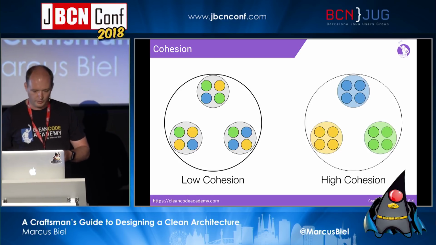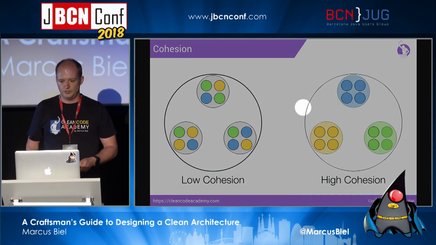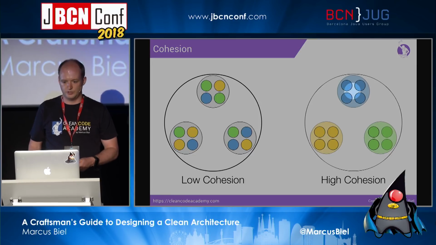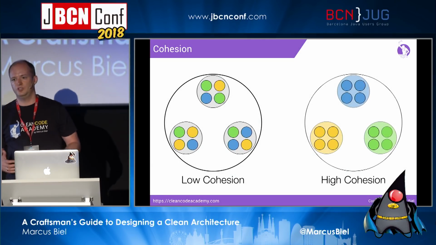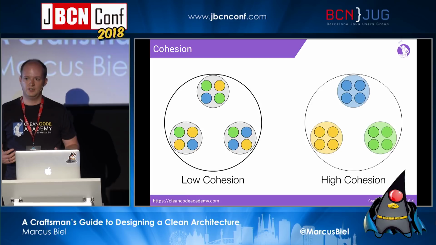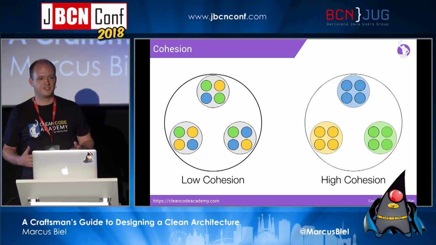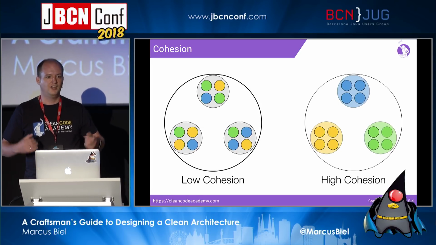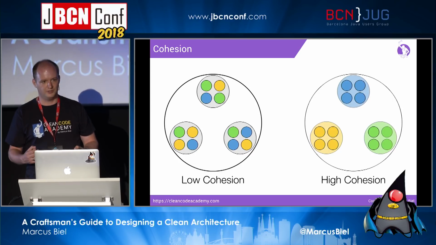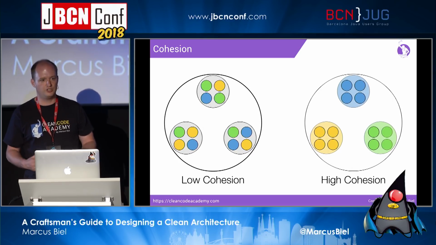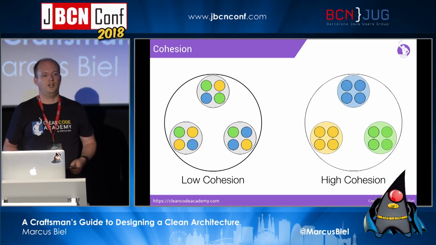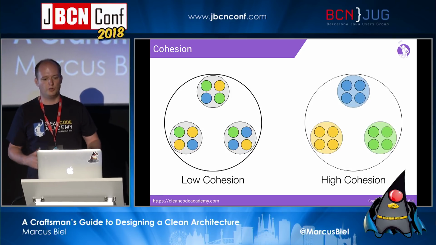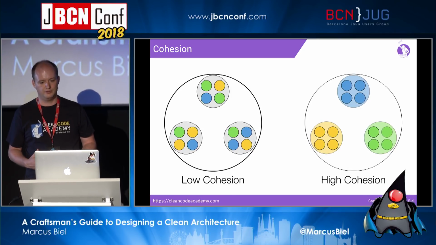And again, I try to visualize that with colors. So here in our highly cohesive system, what we're trying to achieve, everything is nicely sorted, right? Nicely organized. So it seems like cohesion is about sorting, organizing, and structure. And when you think about this, isn't this exactly what architecture is all about? Architecture is the structure of our system. And this is why, to me, cohesion is really the cornerstone. It's pretty much close to what architecture is or should be about. And this is why cohesion is so important to get right.